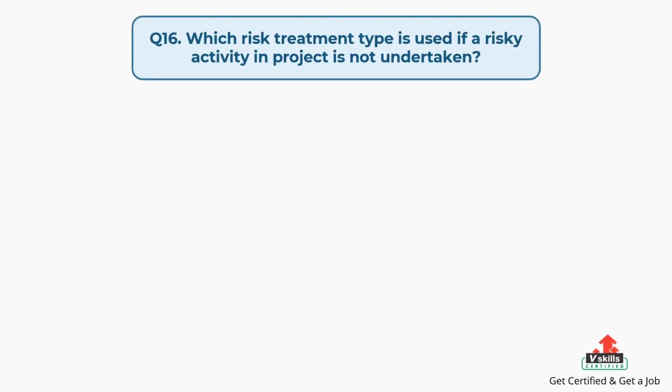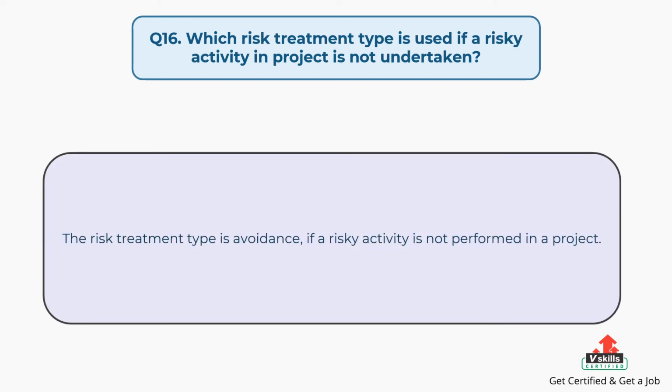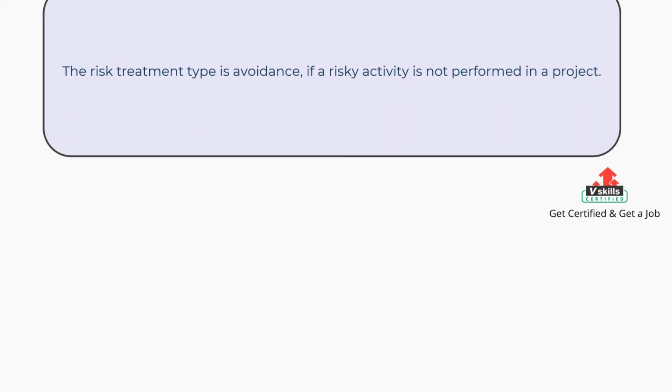Question number 16. Which risk treatment type is used if a risky activity and project is not undertaken? The answer is, the risk treatment type is avoidance, if a risky activity is not performed in a project.